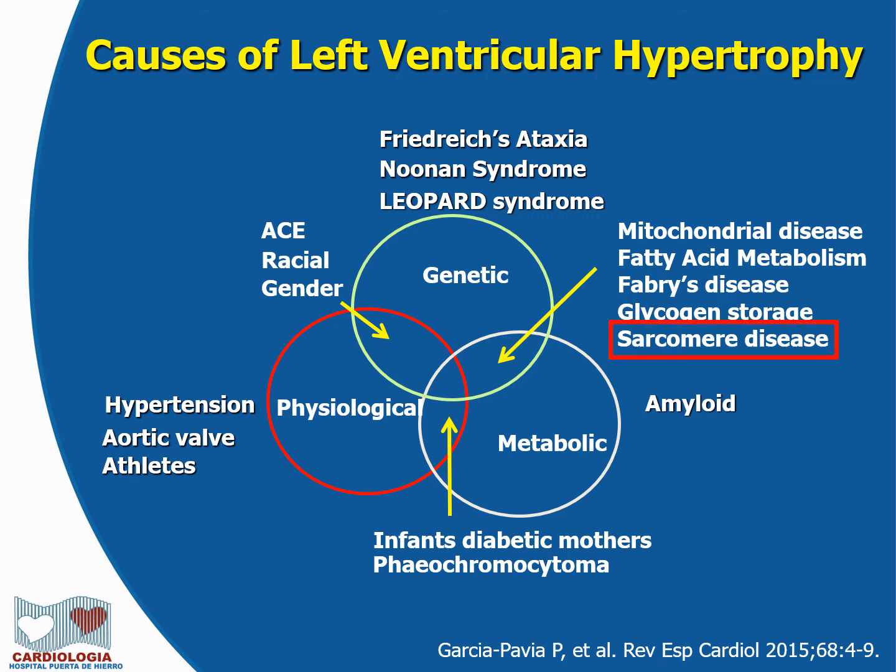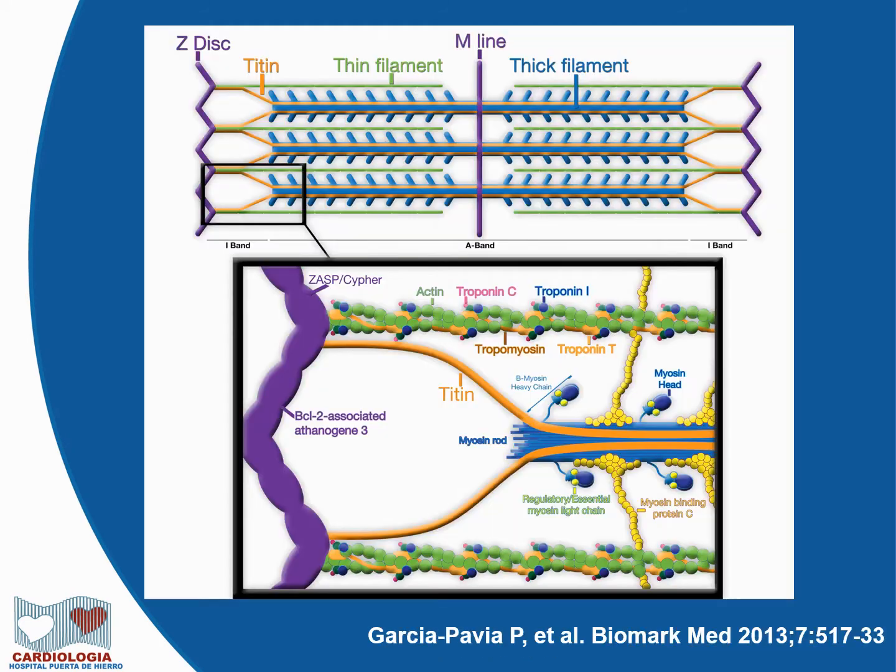The most important is sarcomere disease. As I told you before, this is the most common cause of hypertrophic cardiomyopathy. This is the sarcomere, and you can see the different proteins that are involved in the sarcomeres. The genes that produce these proteins are those whose mutations can cause HCM.